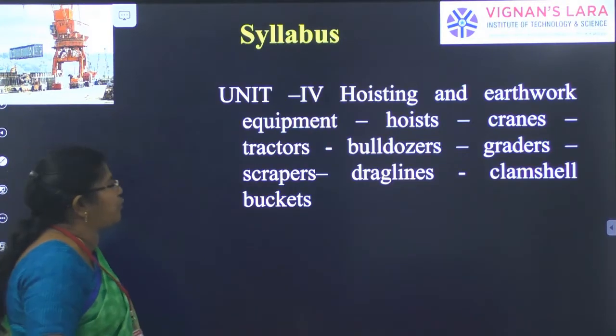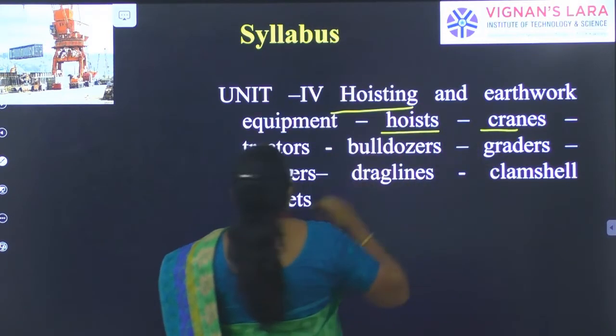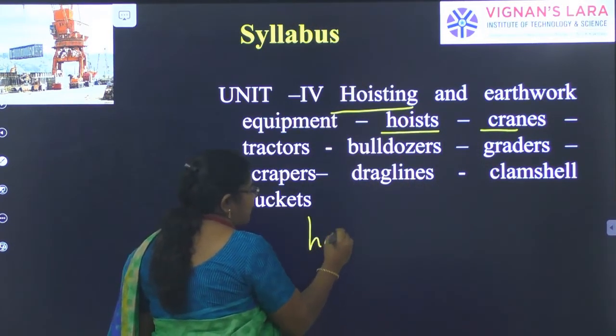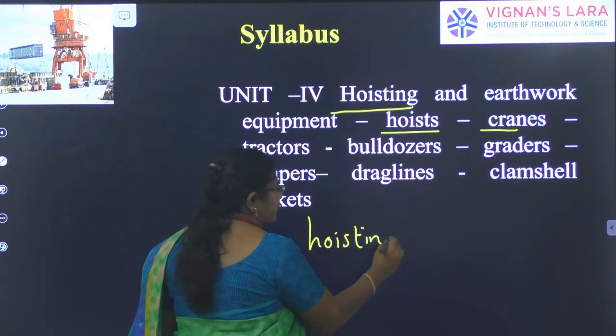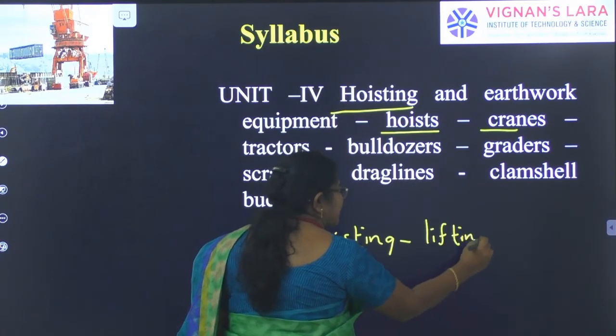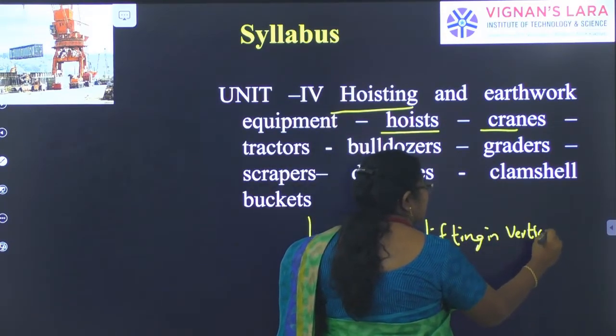In unit 4, we are first seeing about the hoisting equipments. What are hoists and cranes? What does hoisting mean? Lifting in the vertical direction. That we call the hoist.